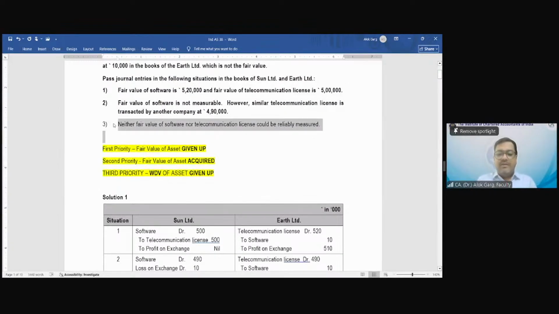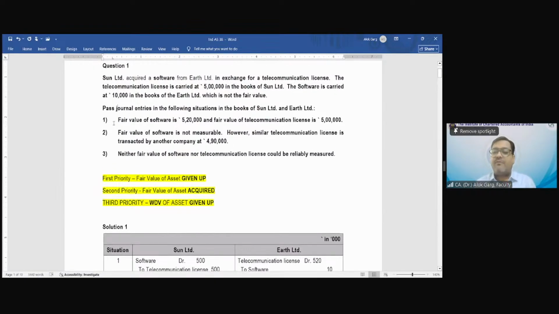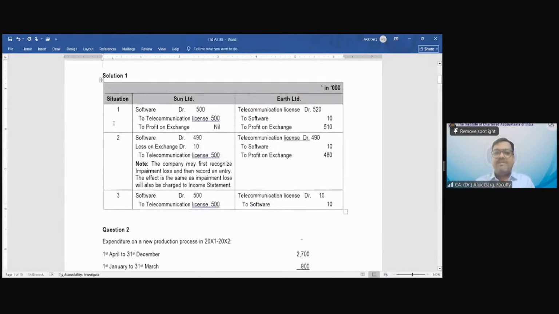Situation number 3: neither the fair value of software nor of the telecom license can be reliably measured. Then carrying value: software account debit 5 lakh to telecom license 5 lakh. If both fair values are not available, then whatever the carrying value of the asset given up is becomes the value of the asset acquired. So software account debit to telecom license at 5 lakh rupees. This is the carrying value.